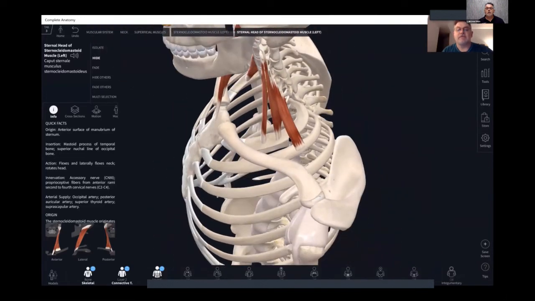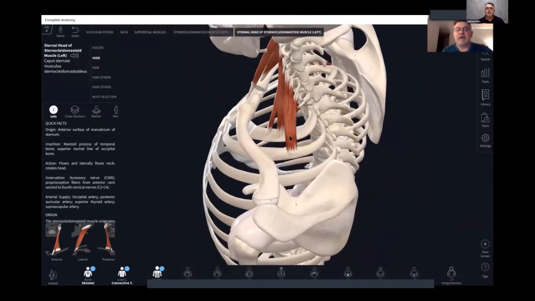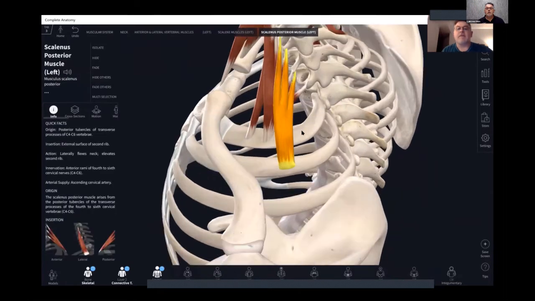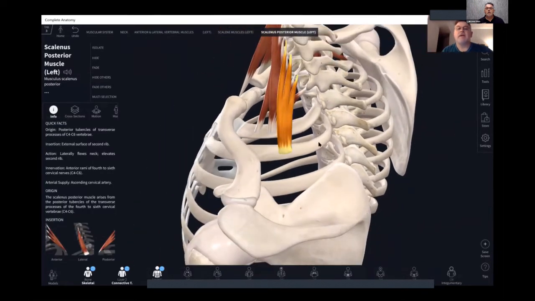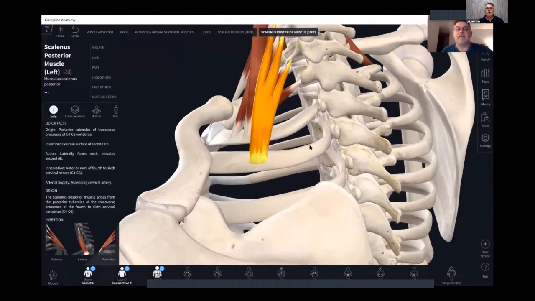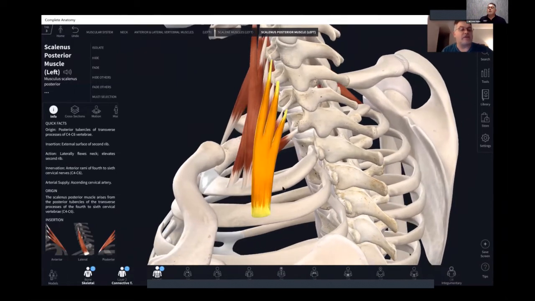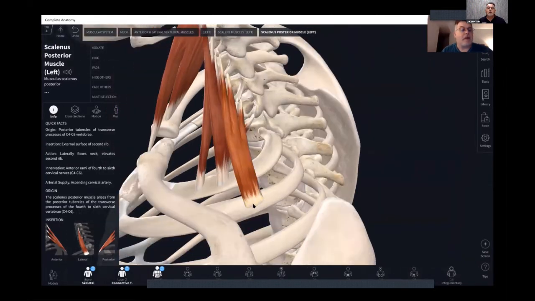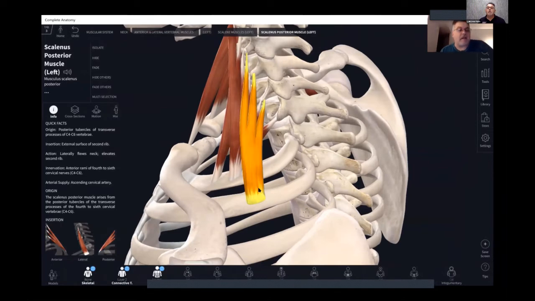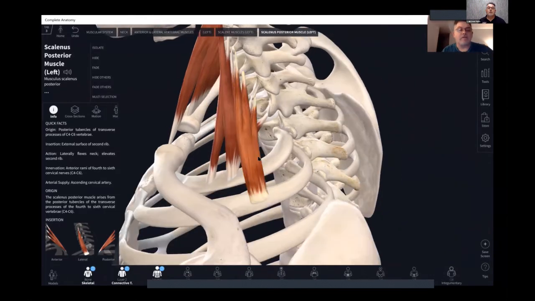and the role that the scalenes have on that. So let's start with the posterior scalene first, and let me rotate and zoom in on that. There we go. So the origin here is the posterior tubercles of the transverse processes of C4, 5, and 6. Its insertion is the external surface of the second rib. Its action is laterally flexing the neck and then elevating the second rib. Its innervation is the anterior rami of the 4th to 6th cervical nerve, C4 through 6.